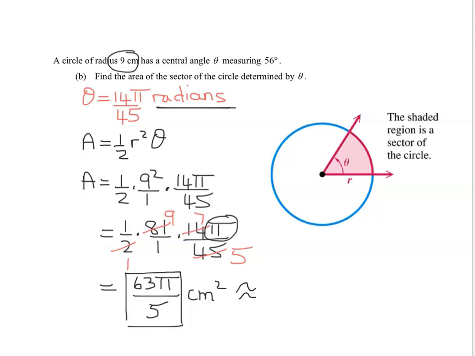And when I did that on my calculator, I got 39.5840... Since I'm rounding to 3 decimal places, that's the 4. The 0 after it will not change the 4. So my answer is 39.584 centimeters squared.